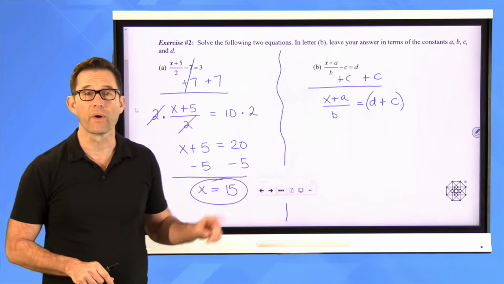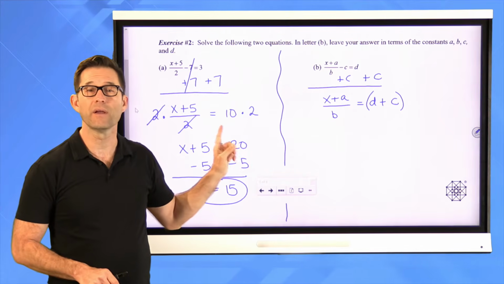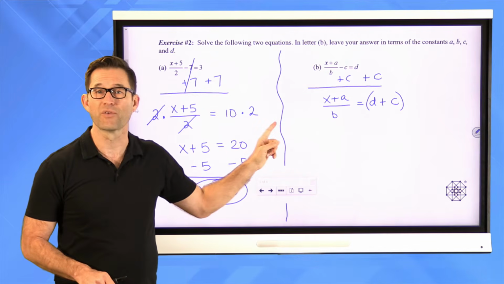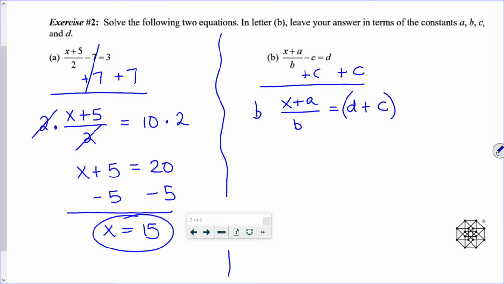All right, let's keep going. We're now at this step. Look at the identical step. And what did I do here? I multiplied both sides by the number 2. Here, I'm going to multiply both sides by b. And I'm going to cancel.